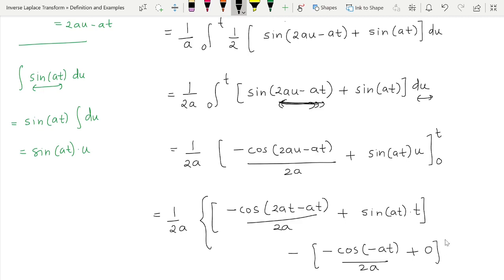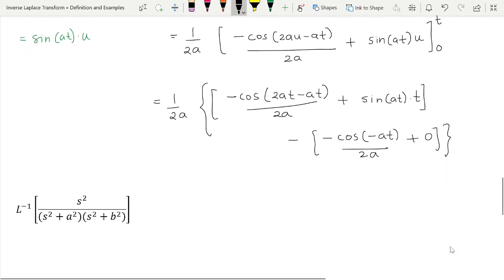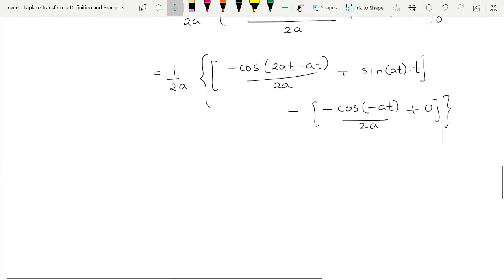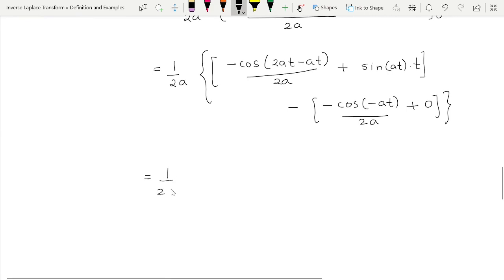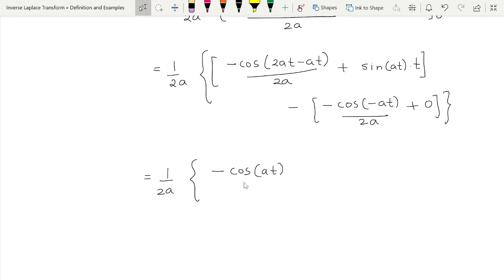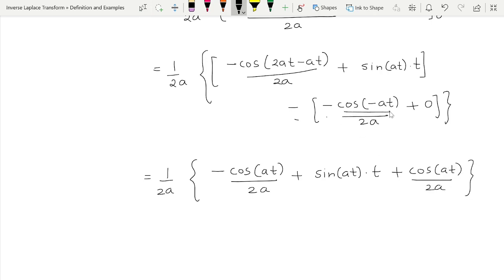So plus 0 and this curly bracket closed. So this is further equal to 1 upon twice a, inside the bracket minus cos of, what is twice at minus at? It will be at upon 2a plus sine at multiplied by t, and this minus and minus will become plus. So plus cos at upon twice a. And note that this cos is an even function, so cos of minus at will be cos of at only.